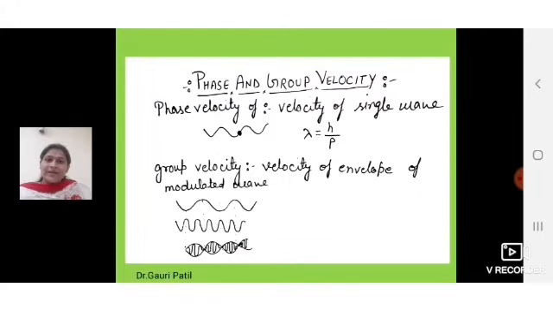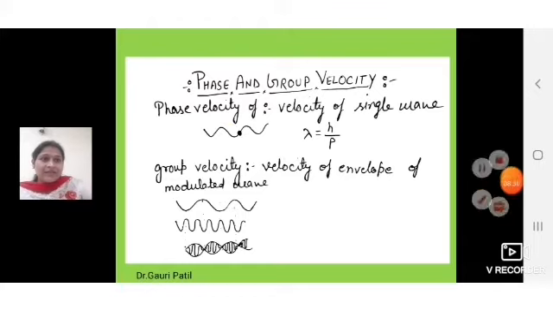So now we will move towards the group velocity. Students, as we discussed in the last lecture, whenever there are two or three waves which interfere with each other, what happens? The interference of these waves is in the form of an envelope of a modulated wave. Here I will clear it once again in very simple language: phase velocity is the velocity of a single wave.